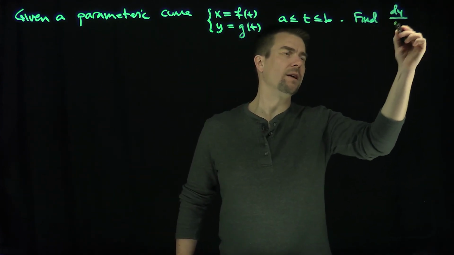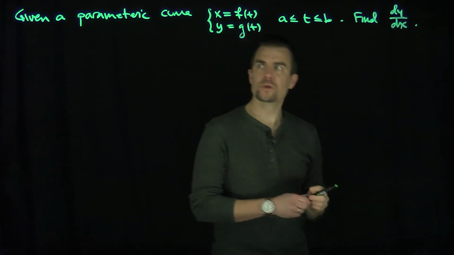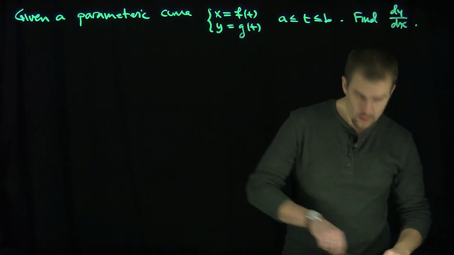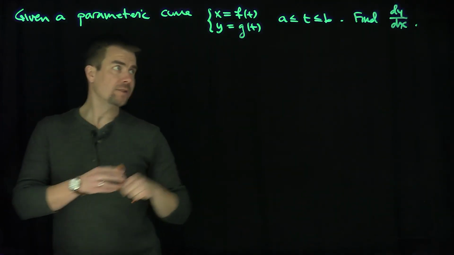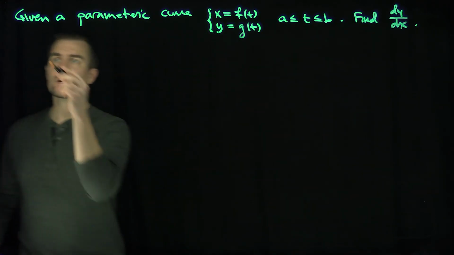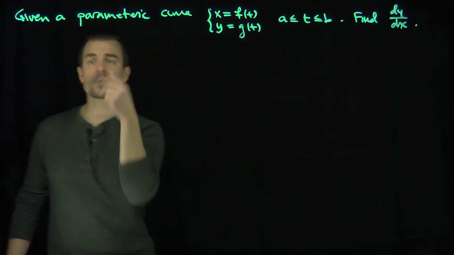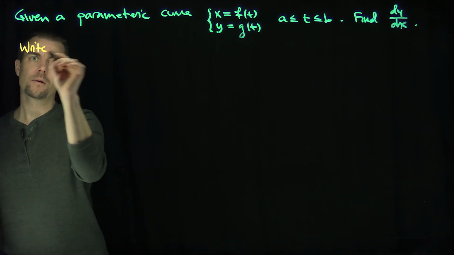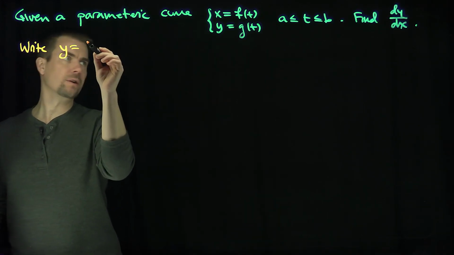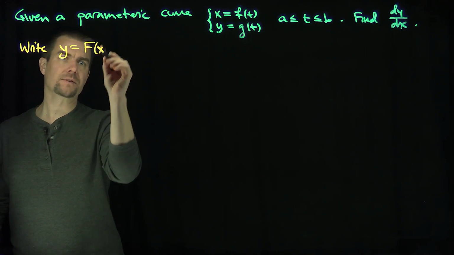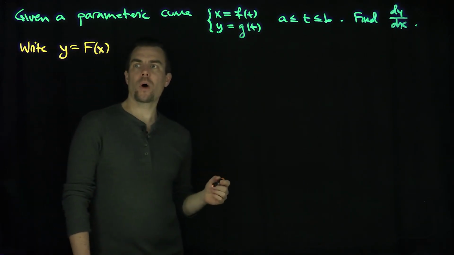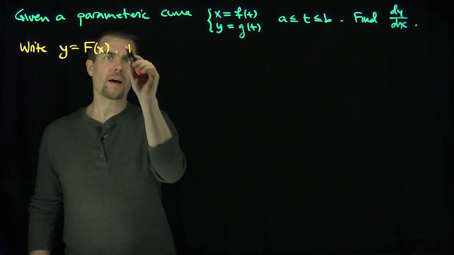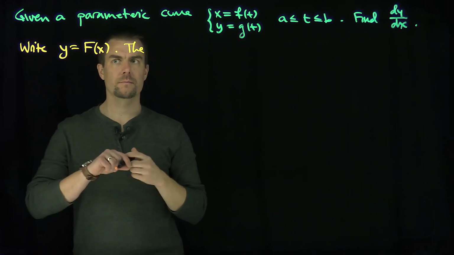Find dy/dx. Okay, so to do this, what do we need to do? Well, we need to ask: is there a relationship between y and x? If one of these functions f or g is invertible, I can write y as a function of x. If we write y as a function capital F of x, then I can use the chain rule.